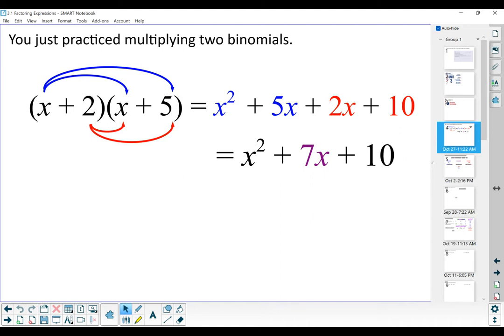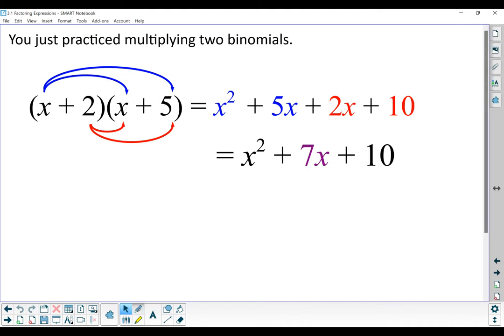So you weren't in class, but if you were in class, I had you practice multiplying two binomials together. And you've all multiplied binomials plenty of times, so you know what I'm talking about here. So if we have x plus 2 and we multiply by x plus 5, we have to remember to distribute everything. So we distribute our x, we multiply it by the 5, and we get x squared plus 5x, and we distribute the 2, and we get a 2x plus 10.